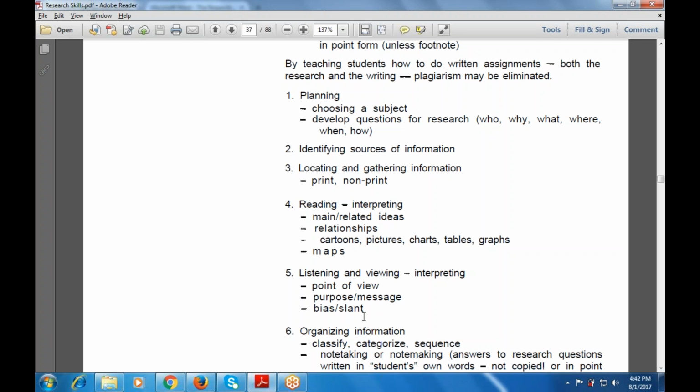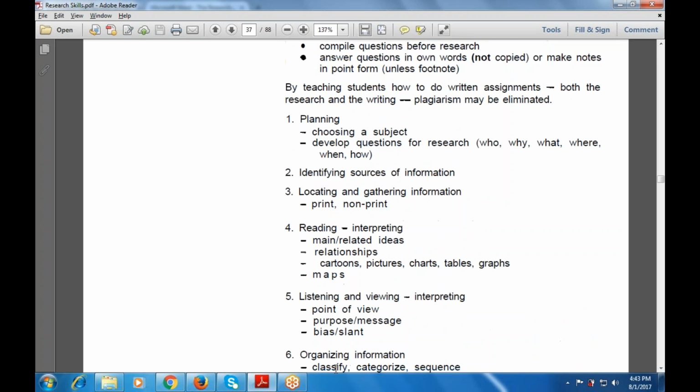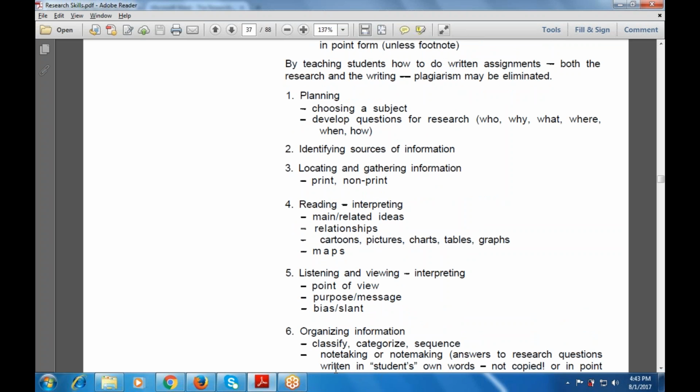The next is organizing information: classify, categorize, sequence, that is note-taking or note-making, with answers to the research questions written in sequence in the student's own words, not copied words or in point form. Then webbing, mind mapping or charting, this is how we can organize the information, either in note-making form, or note-taking form, to classify, categorize, sequence, webbing, mind mapping or charting. So these are the various steps that will be used for the written assignment, both for reading and writing.